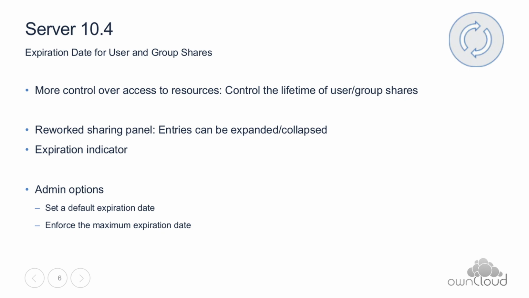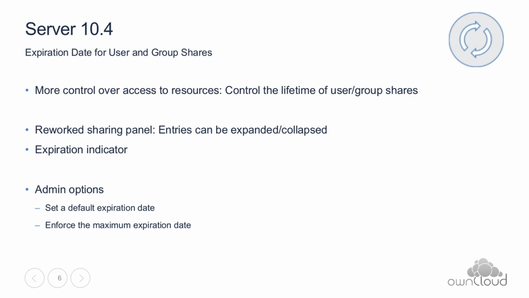So for this, we also made some other changes to the UI. We reworked the sharing panel so that the entries can now be expanded and collapsed. We added an indicator which lets users recognize when a share is about to expire. And also, as you know it from public links, there are administrative options where an administrator can decide to set a default expiration date and also to enforce the maximum expiration date, so that users can, for example, only share for 1 week and afterwards the share will automatically expire.